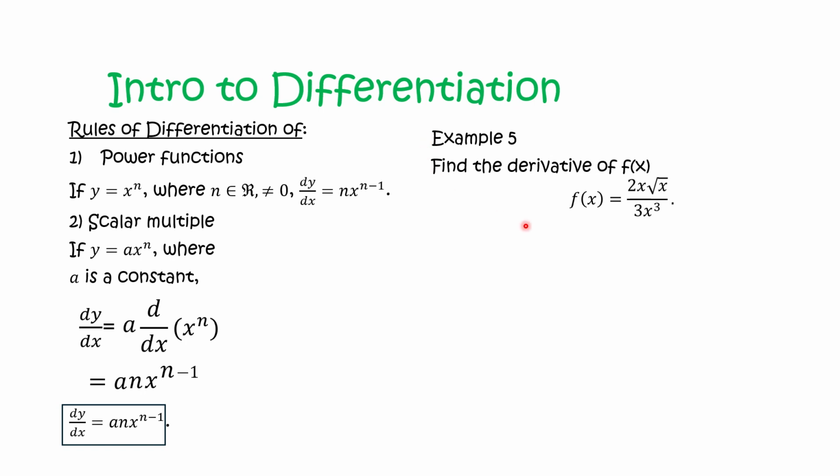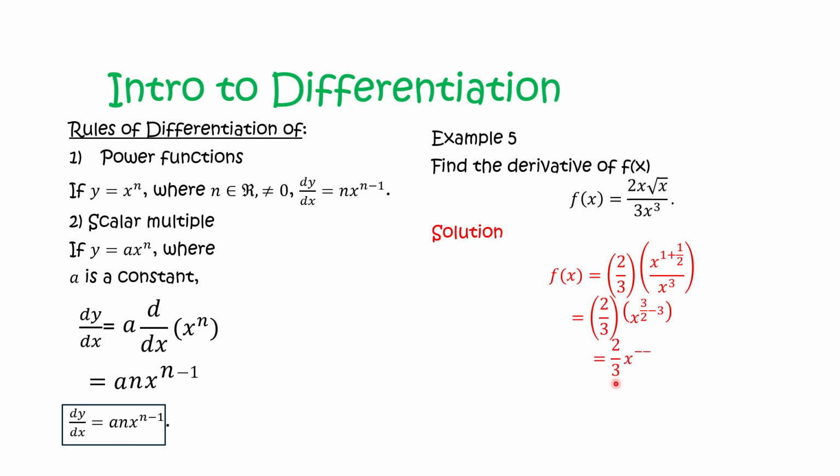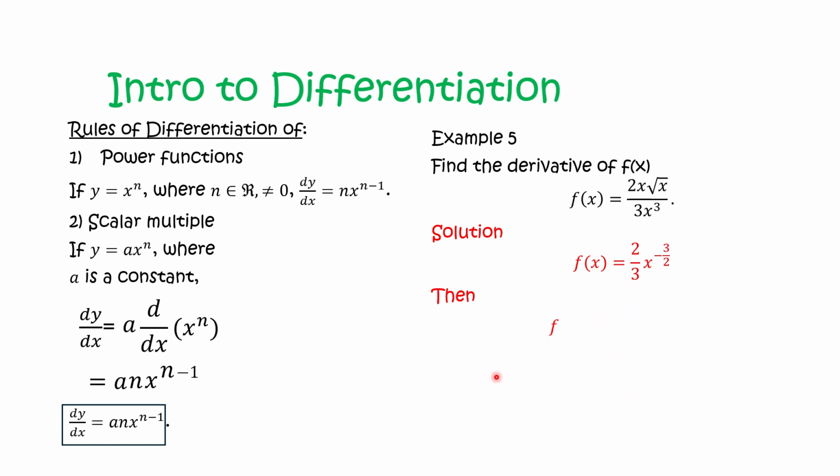Let's look at example 5. Find the derivative of f of x. So f of x is equal to 2x root x all over 3x cubed. Now the solution. From the laws of indices, we can actually simplify this further to that. And simplifying it further, we can actually get to that particular point. Great. So now we move on to find the derivative.